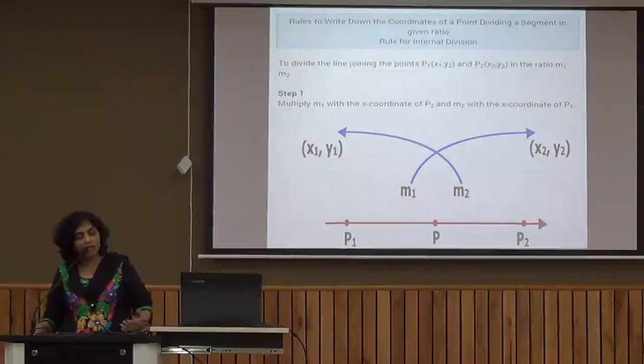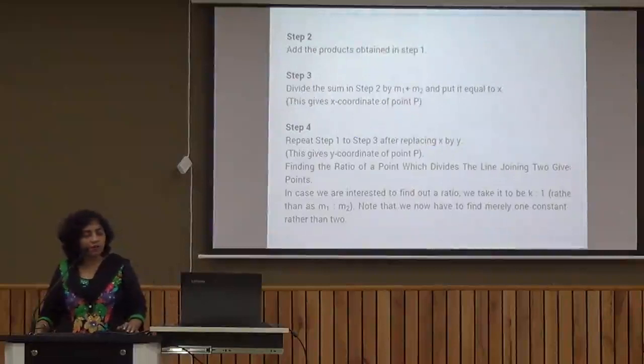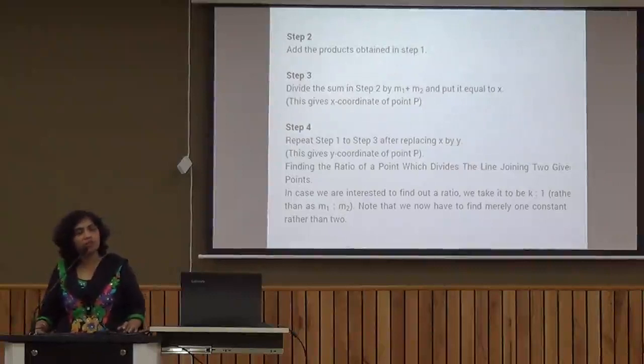We multiply m1 with the x coordinate of P2 and we multiply m2 with the x coordinate of P1. So we cross multiply. In step 2, we add the products obtained in step 1 and divide the sum obtained in step 2 by m1 plus m2, and it is equal to x. So we get the x coordinate of the point which is dividing the given line segment in the ratio m:n.